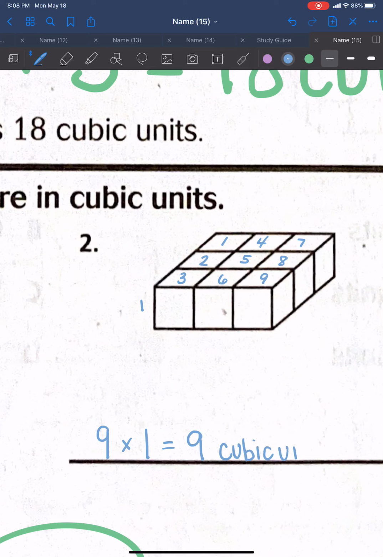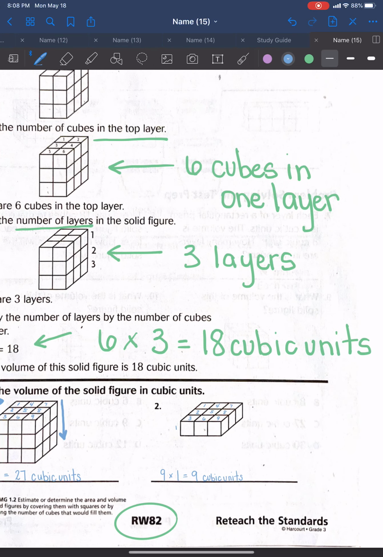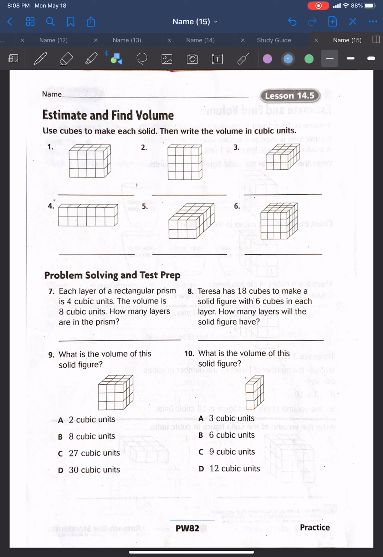All right, you're going to continue practicing this skill using the back side of this page. So you're going to go ahead and do PW82. I don't know why it won't let me circle it. PW82. And I would like you to try number 1, number 2, number 3, number 4, number 5, and number 6.